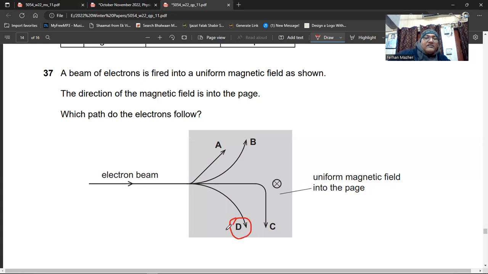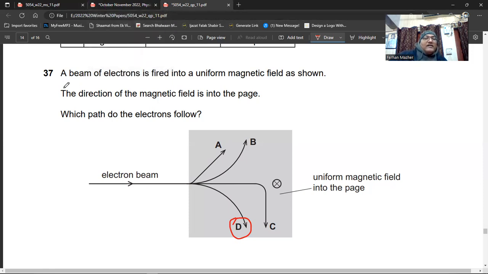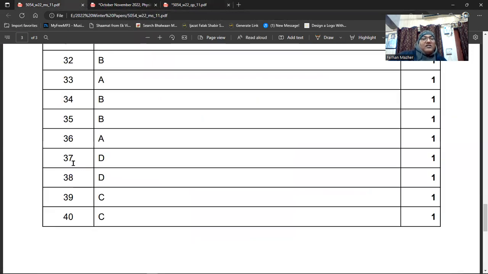D is the right choice. C and D both can be the answers, but the electron beam enters this much, and then it takes a very sharp 90-degree turn. I don't think that's a good idea. I think that turn is gradual, it is sharp, but it happened gradually. So we think D.